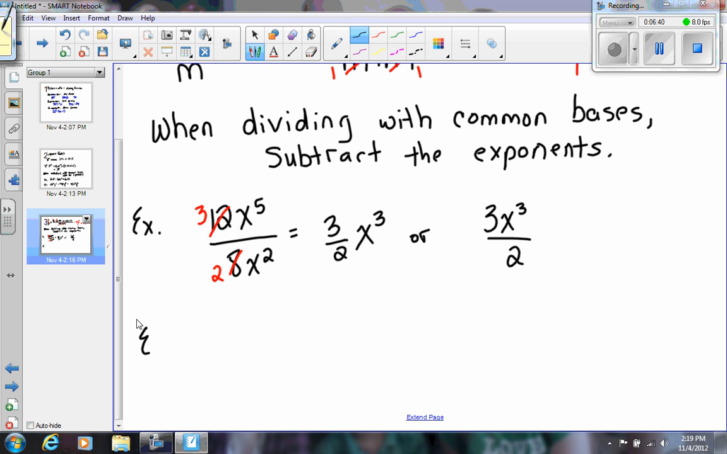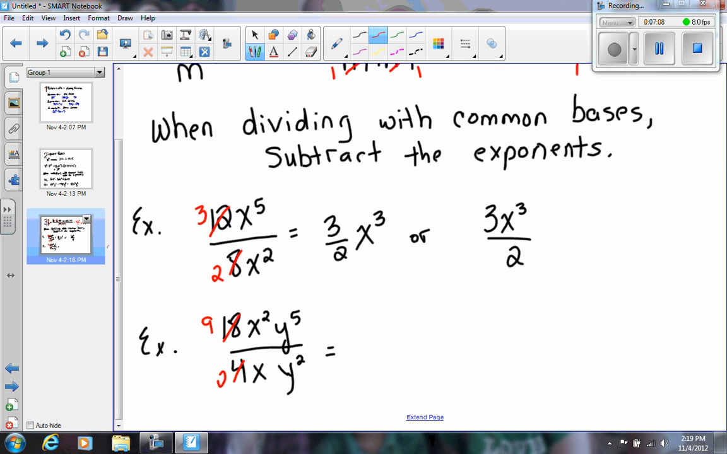All right, here's another example. Suppose we have 18x squared y to the fifth over 4xy squared. So again, I can do a little bit of simplifying with my fractions. 2 goes into 18 9 times, and 2 goes into 4 twice. So I get 9 halves.